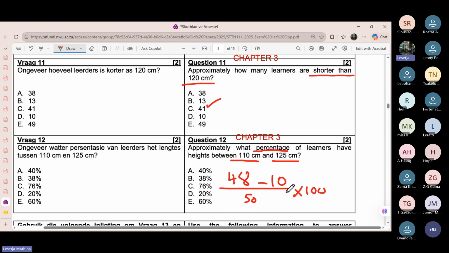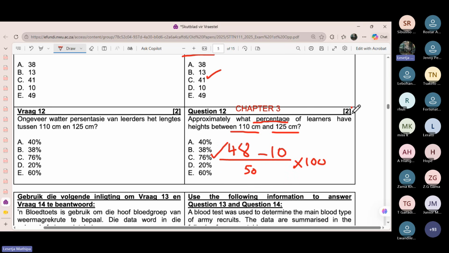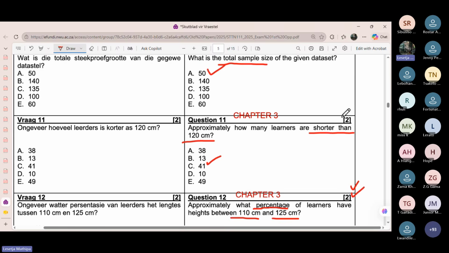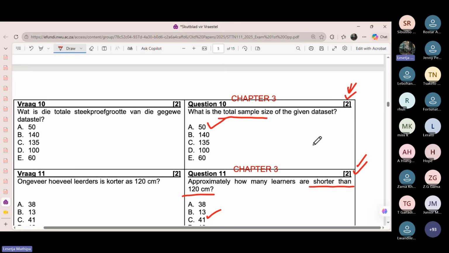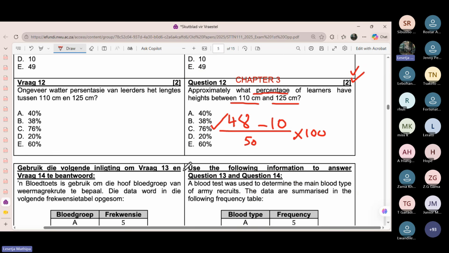76%, which is option C. This one, correct. So you get your free 2 marks. So it's easy to get distinction with statistics. I always tell you, it's easy to get distinction. But the aim is to make sure that you guys understand the content, then apply that in the exam or in the test, and then you get good marks.